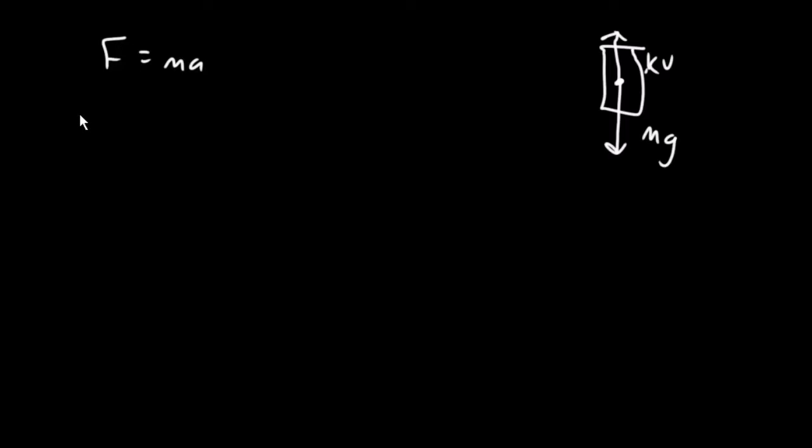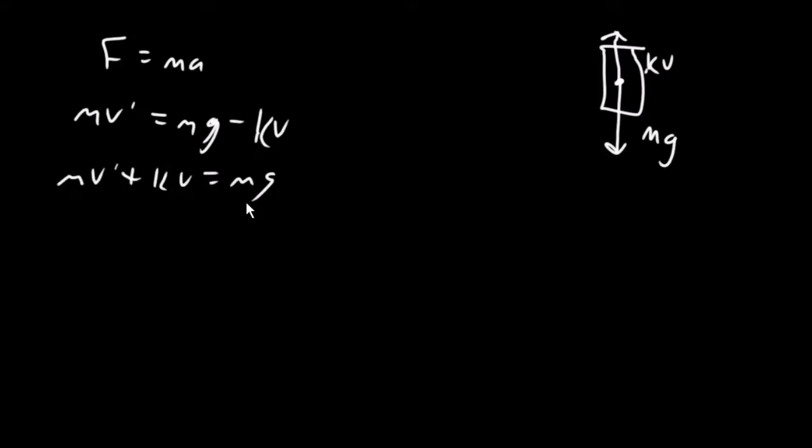So mass times acceleration is v prime, is equal to mg, the force of weight, minus kv. And here we're taking that velocity in the down direction is positive. That's an important assumption that we're making. And so let's rearrange this. So mv prime plus kv is equal to mg.